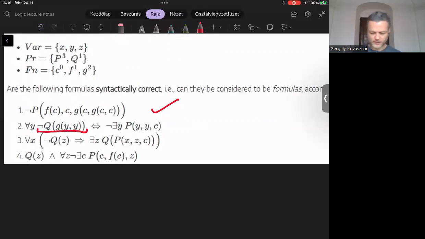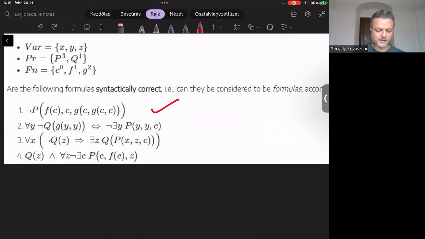Is this a formula? It looks like one, since we negate a predicate, and the predicate is parameterized in a correct way. Q has only 1 parameter, and G as a function has 2 parameters. So the left-hand side is correct. What about the right-hand side?